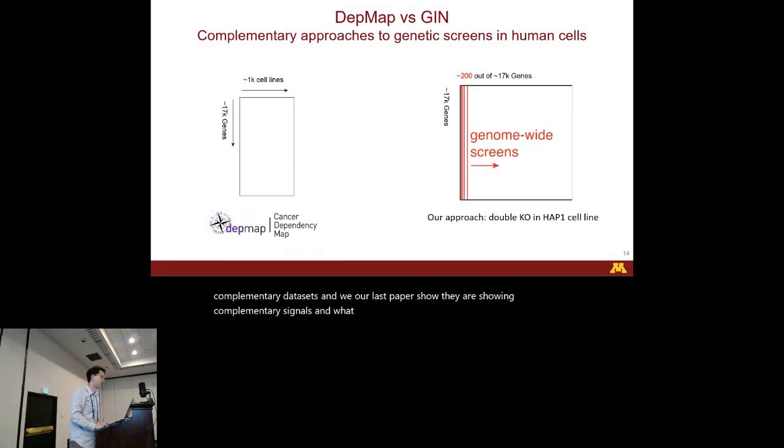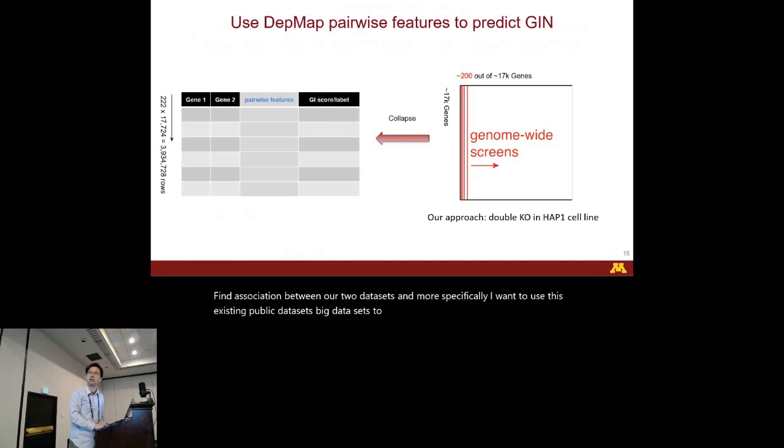What I really care about is whether I can find an association between our two data sets, and more specifically, I want to use these existing public big data sets to predict our on-screen genetic interactions. So I reframed this problem into a machine learning problem with pairwise units. Our single sample is no longer one gene, but a unique pair of genes, so that even in my training data set, I have 4 million samples. We have the gene interaction scores, and we can also binarize them into labels to make a classification problem.